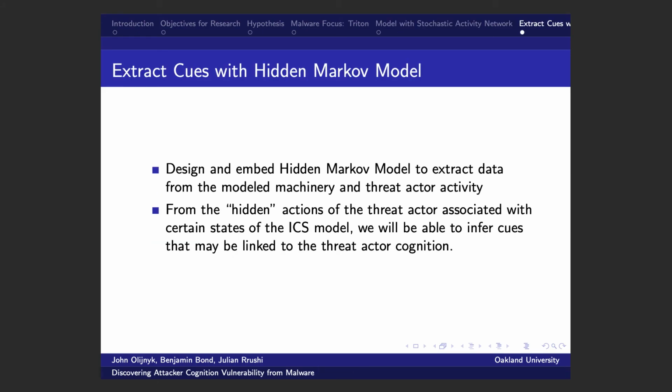So then finally we'll want to extract the specific cues of human cognition by embedding a hidden Markov model within the stochastic activity network. And this way we can have the hidden Markov model observe the output of the system, the certain states that the ICS model is put in, based on the actions of the threat actor that we can't necessarily observe. So the output of the hidden Markov model will be the cues of the cognition that the threat actor is exhibiting and will find difficult to change.